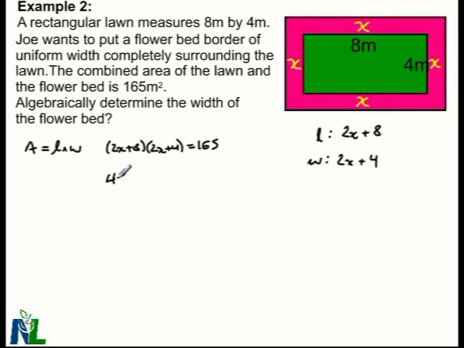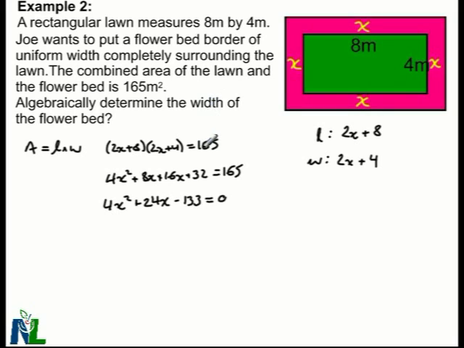Multiplying this out, I get 4x squared plus 8x plus 16x plus 32 is equal to 165. If I'm going to be trying to solve this, I should try to set it equal to 0. Doing so, I'm bringing the 165 back over. So I'd have minus 133 here, equal to 0. So now I've got a quadratic relation that I can use to find the width.